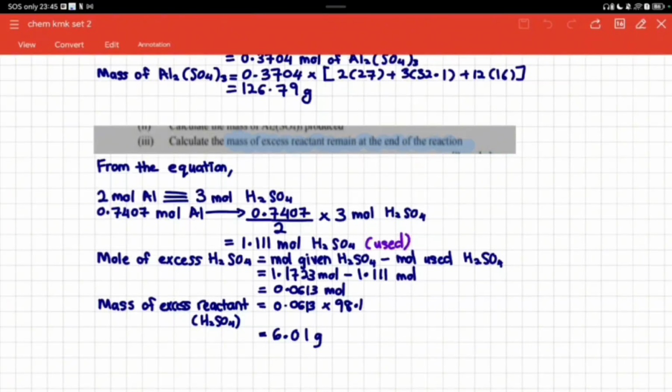Now that we know the number of moles of excess sulfuric acid, we can calculate the mass of excess sulfuric acid by multiplying the number of moles by the relative molecular mass of sulfuric acid, and then we get the mass of excess reagent, which is the mass of excess sulfuric acid, 6.01 grams. That's all from me.